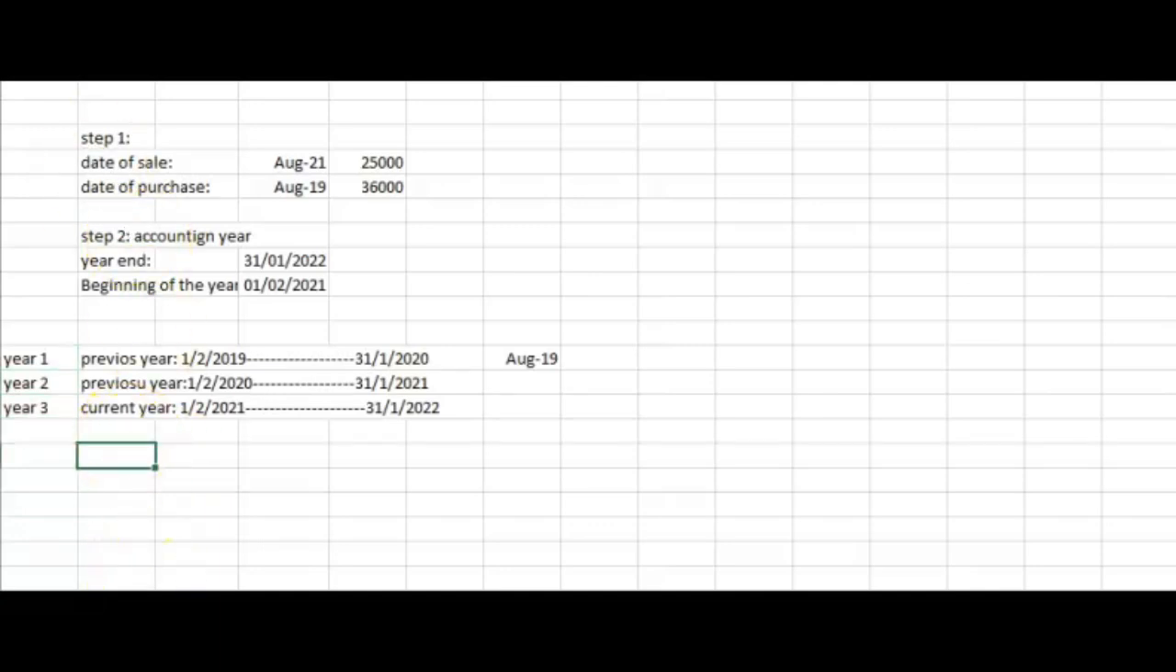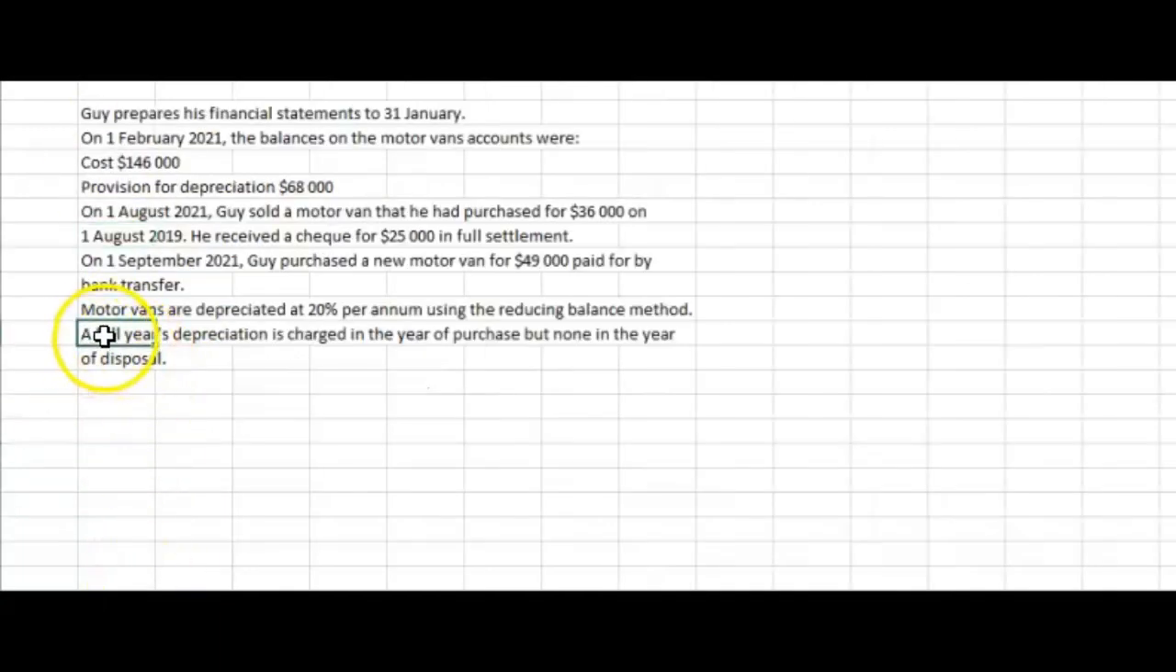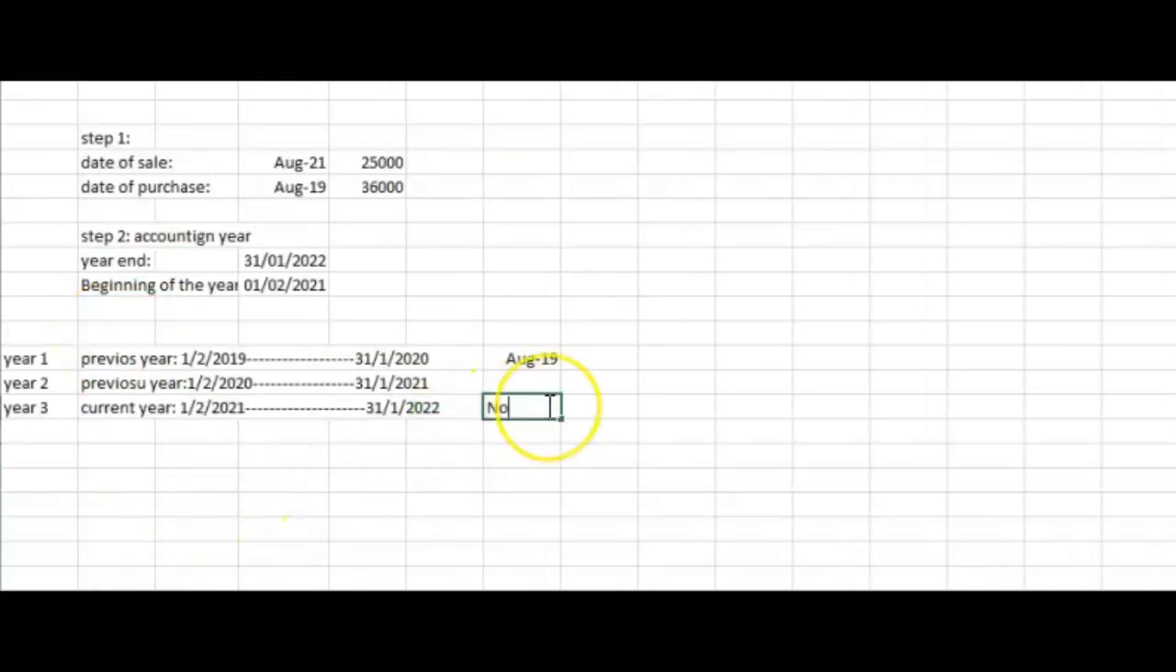However, the condition that no depreciation is required for the year of sale means that we do not need to calculate the depreciation for the current year, and we have to calculate the accumulated depreciation for 2 years. In step 3, we calculate the total depreciation for 2 years for the sold asset. The method is reducing balance, so we use the equation cost minus provision, multiplied by the percentage. In the first year, the provision is 0 as the asset wasn't there last year.